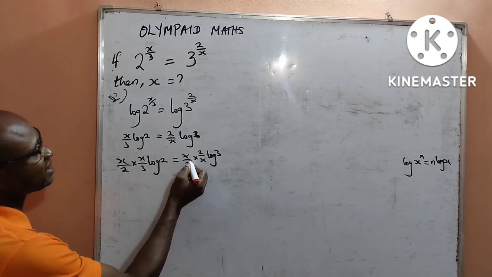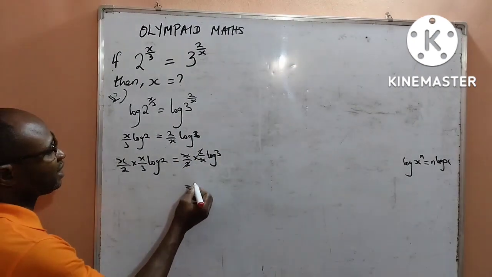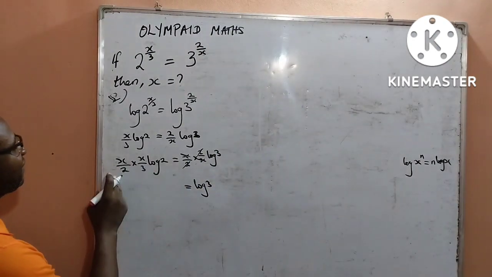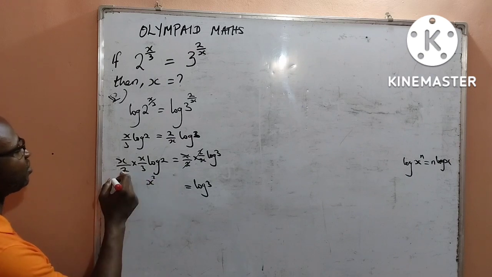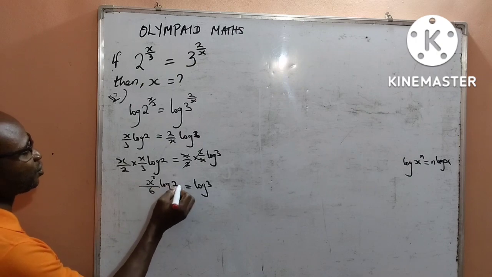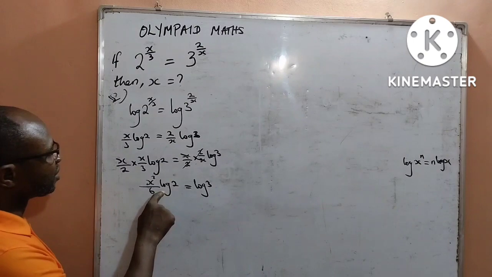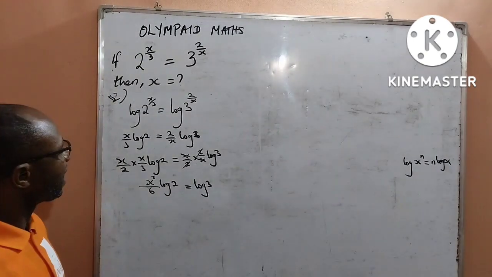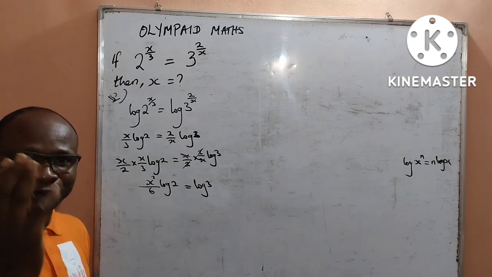From the right, you can now see that 2 will cancel 2, x will cancel x, leaving me with just the log of 3 on the right hand side. And on the left hand side, I will have x times x to give me x raised to the power 2, and 2 times 3 to give me 6, then the log of 2. Alright, what I will do next, I want to remove this log 2 from the left hand side. To do that, I will simply divide both sides by log 2.